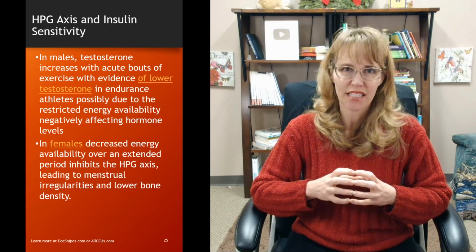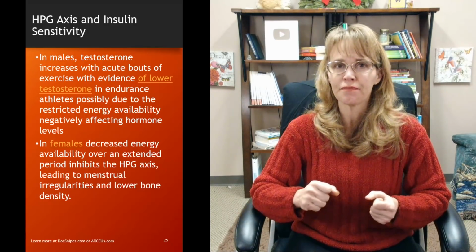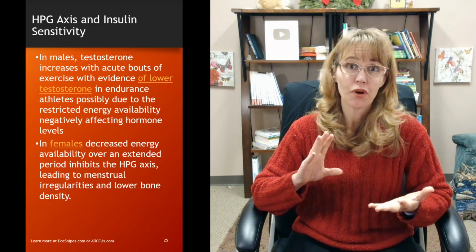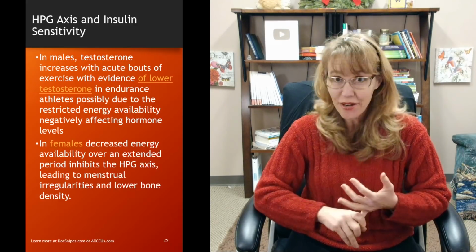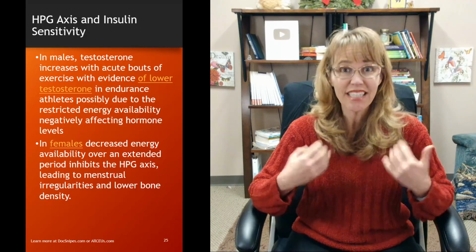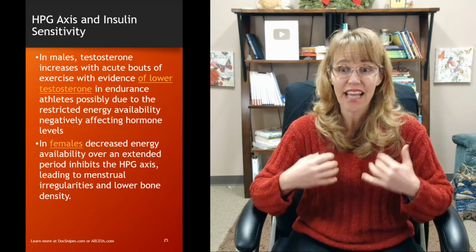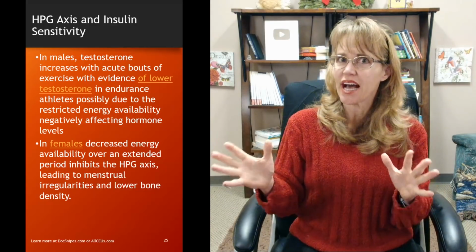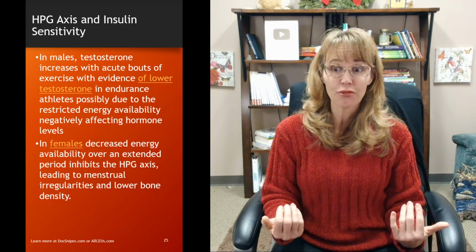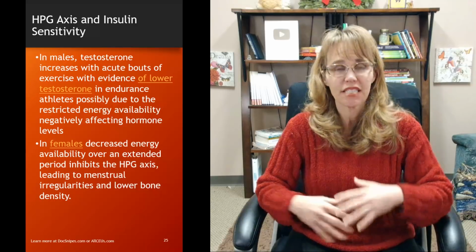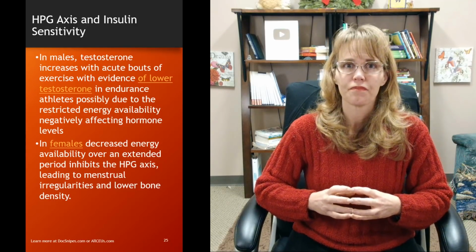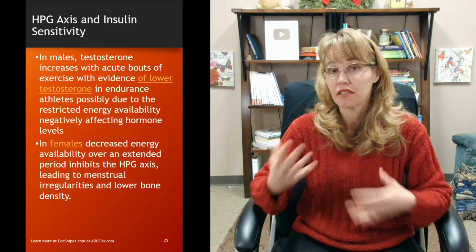and lower bone density. We see this a lot in really thin athletes and people who have anorexia, where the reduction in energy intake, the energy deficit they're constantly at, causes their HPG axis to say, there must be a famine, therefore not a time to reproduce. So we start seeing menstrual irregularities, lower bone density, lowering of the HPG hormones.